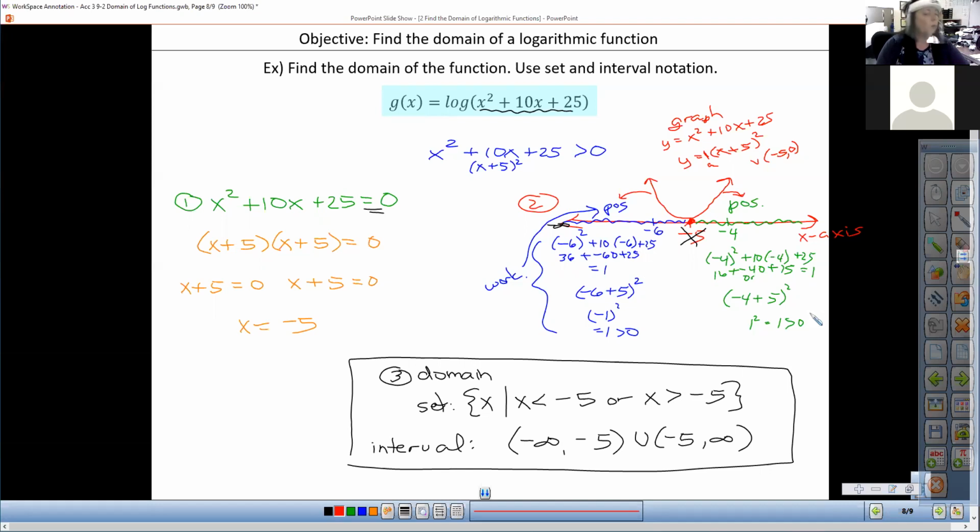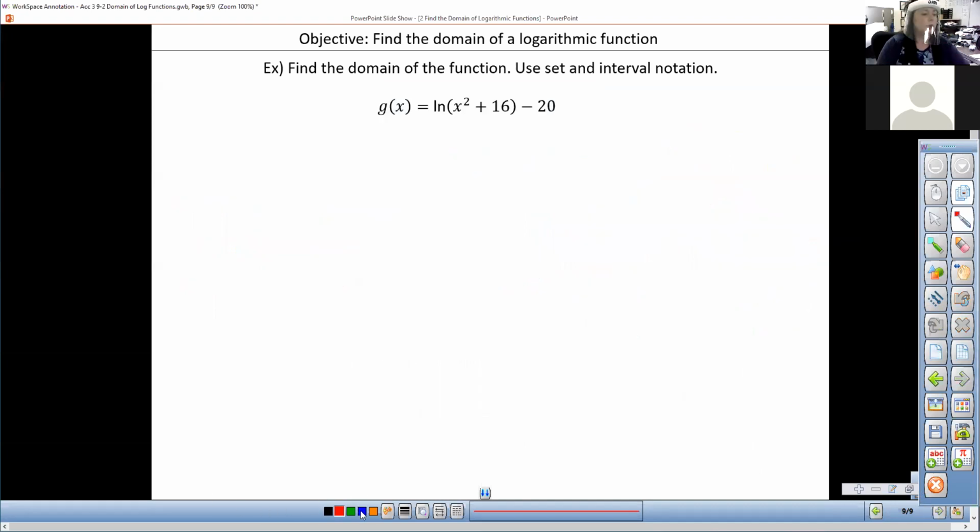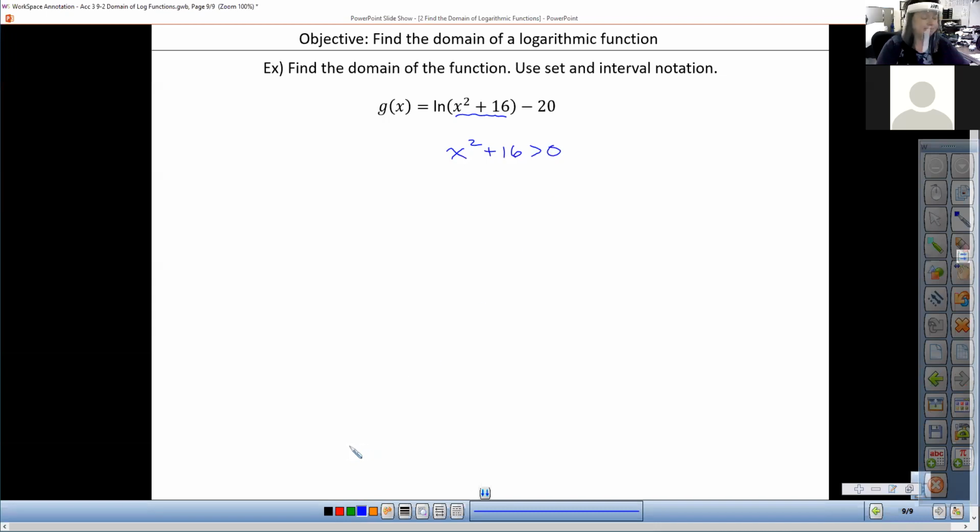All right, got one final example. And then we should have an example to refer to for everything that we will be seeing in this assignment. So again, it doesn't matter what kind of logarithm we have. In all logarithms, the argument must be positive. And the argument here would be what we're taking the logarithm of, x squared plus 16. So this again creates a quadratic inequality.